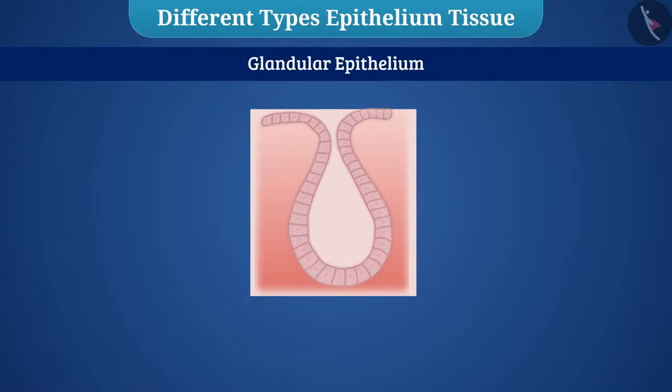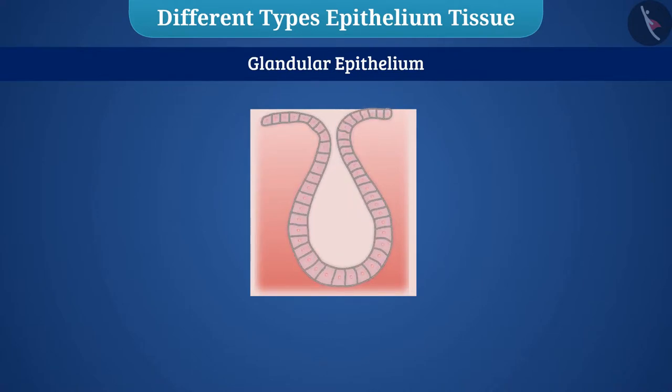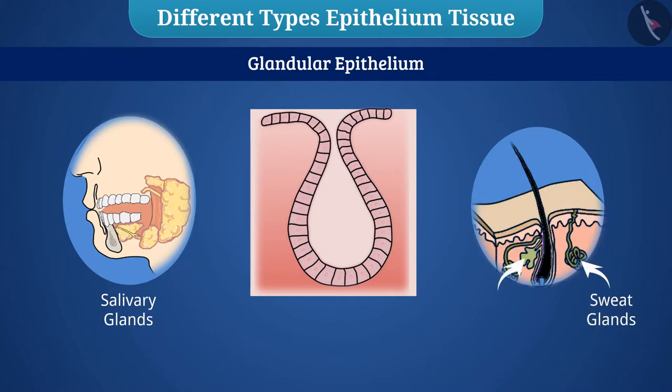Sometimes a portion of epithelium tissue folds inward, where some epithelial cells acquire additional specialization as gland cells and form a multicellular gland, which is called glandular epithelium. Salivary glands, sweat glands, and sebaceous glands are examples of glandular epithelium. This epithelium secretes sweat and mucus.